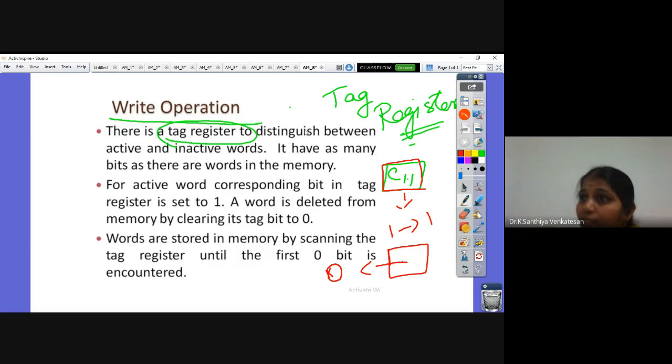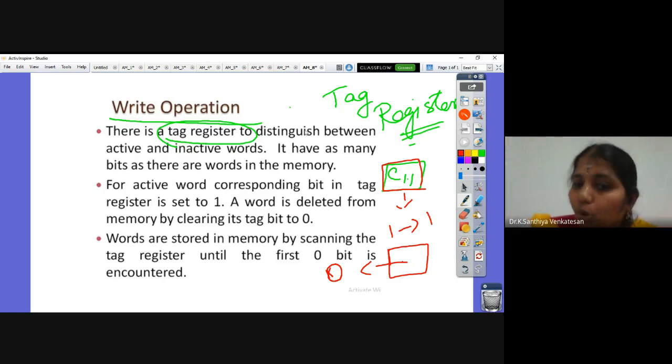Since we are not using any addresses, only the content, the memory has to search for an empty location also. So how will it do the search? Only with the help of your tag register. If your tag register is 1, it comes to know that the particular cell is occupied. If the tag register is 0, then it comes to know that the cell is left unoccupied, or it may contain certain garbage value. So the tag register plays a vital role in the write operation, and it is there in the organization of associative memory.